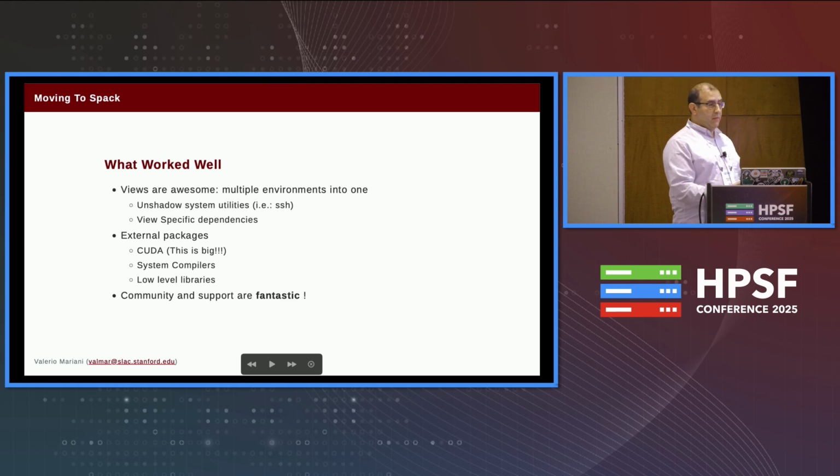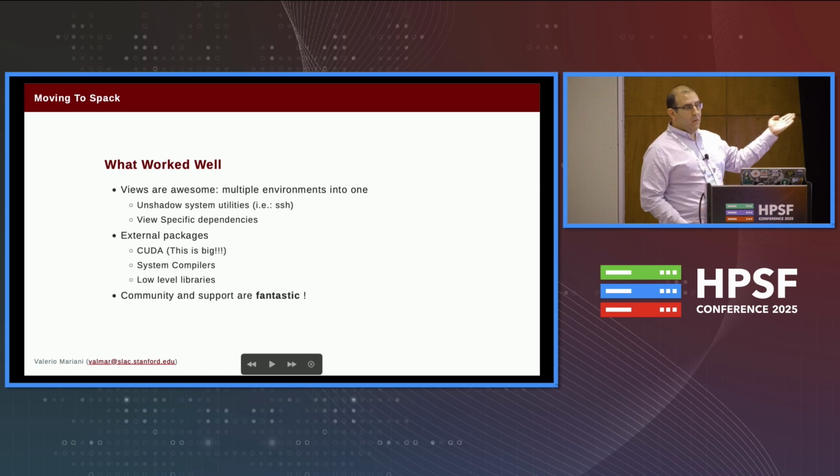What also works well is views. We make use of views to shadow or unshadow by including or excluding utilities from the system. For example, SSH in our system is compiled against Kerberos, so we need to run SSH from the system, so I just exclude it from the view. And I could even have different versions of dependencies in different views when people were testing new hardware. For us, it was a game changer when working with external libraries, especially CUDA, for which we had a lot of problems with Anaconda, system compilers, and the low-level libraries that are often provided with the hardware.